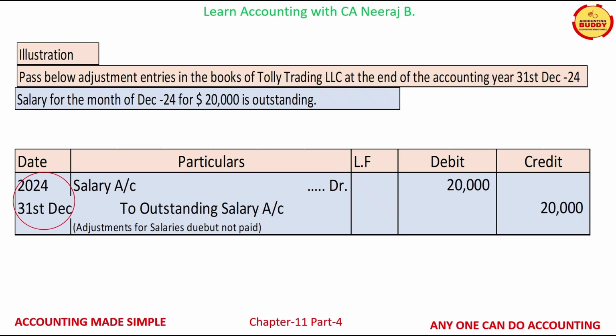The two accounts affected by this transaction are salary account and outstanding salary account. Salary account will be debited and the outstanding salary account will be credited, and the entry will be passed for $20,000 and the proper narration will be written for the adjustment journal entry.